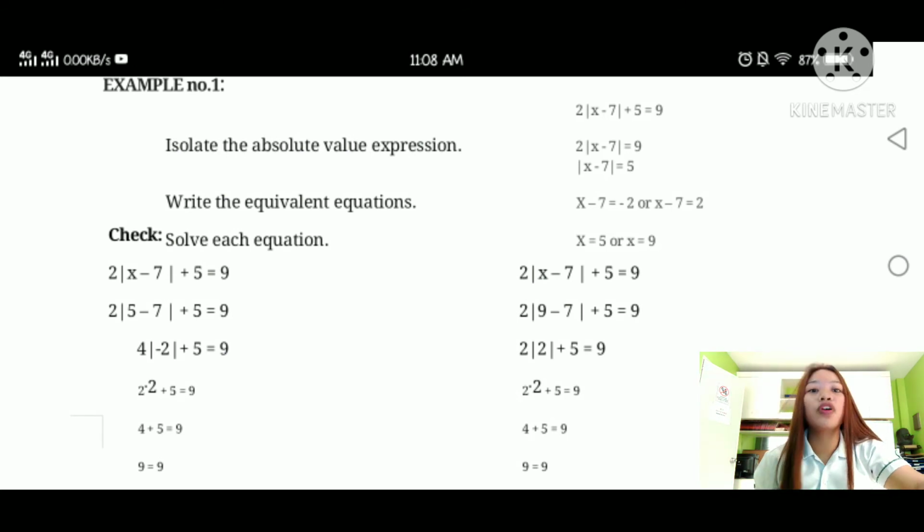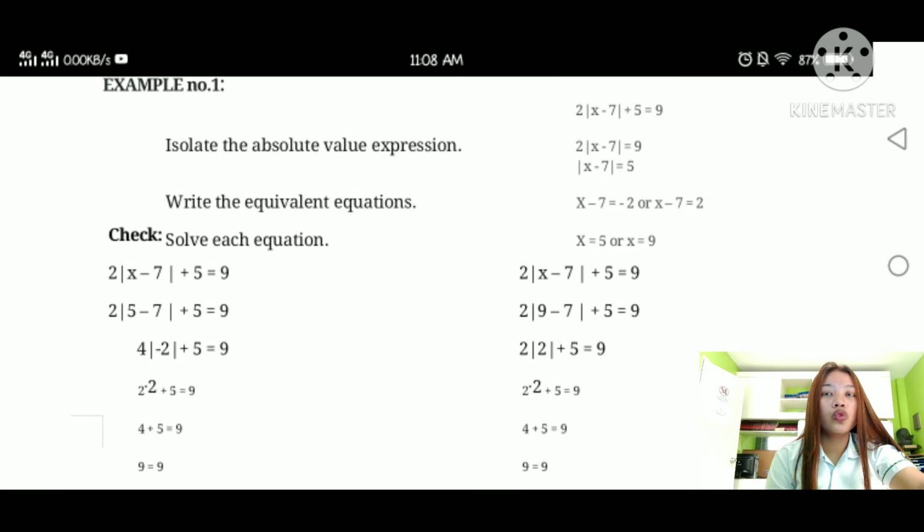So here is a sample problem about an absolute value equation. Example number 1: 2 times the absolute value of x minus 7, plus 5, is equal to 9. So isolate the absolute value expression. It will be 2 times the absolute value of x minus 7 equals 4, and the absolute value of x minus 7 is equal to 2. Write the equivalent equation: x minus 7 is equal to negative 2, or x minus 7 is equal to positive 2. So solve each equation. It will be x is equal to 5 or x is equal to 9.